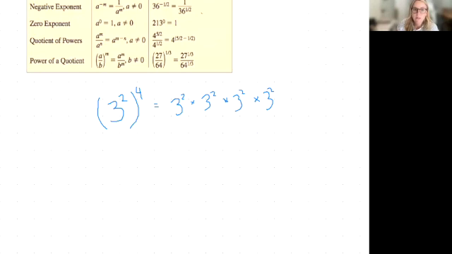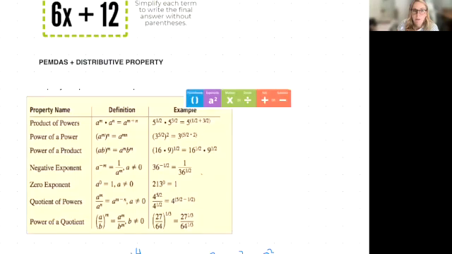So your power of a power rule means you have a 3, right? That's your base. And when you have the two exponents, one inside the parenthesis, one outside the parenthesis, you just multiply them. So you keep your base, and then when you've multiplied your numbers, in this case 2 times 4, we get 8. Okay, so that is your power of a power rule.